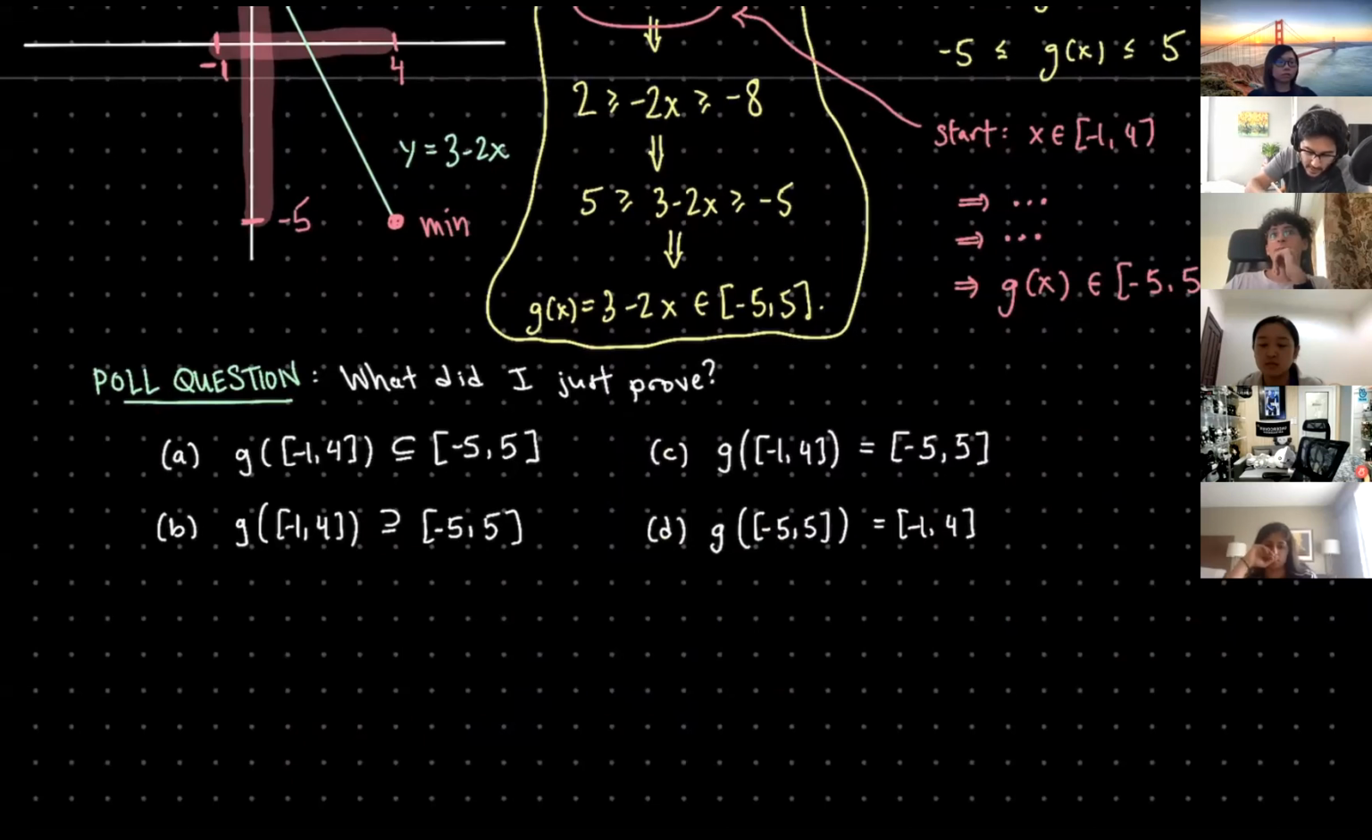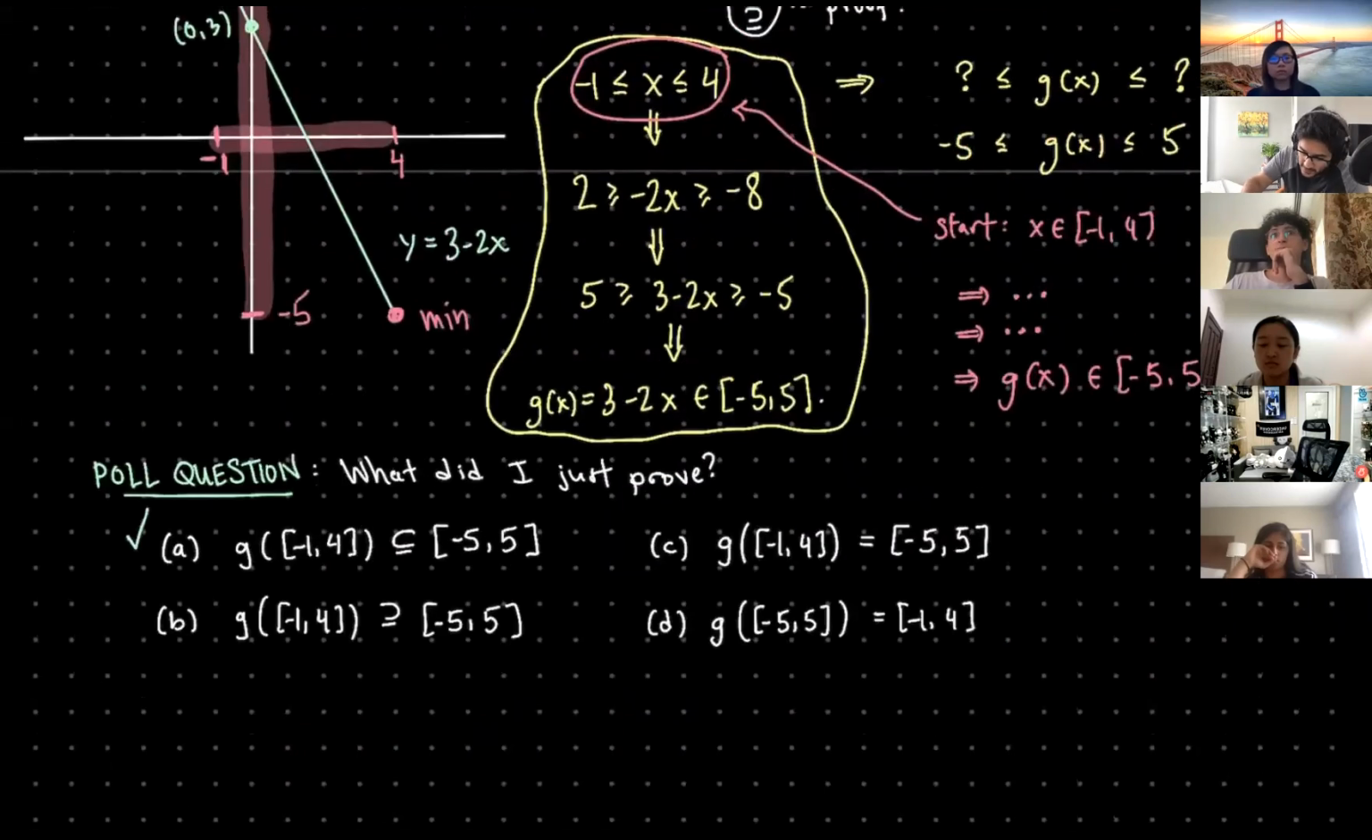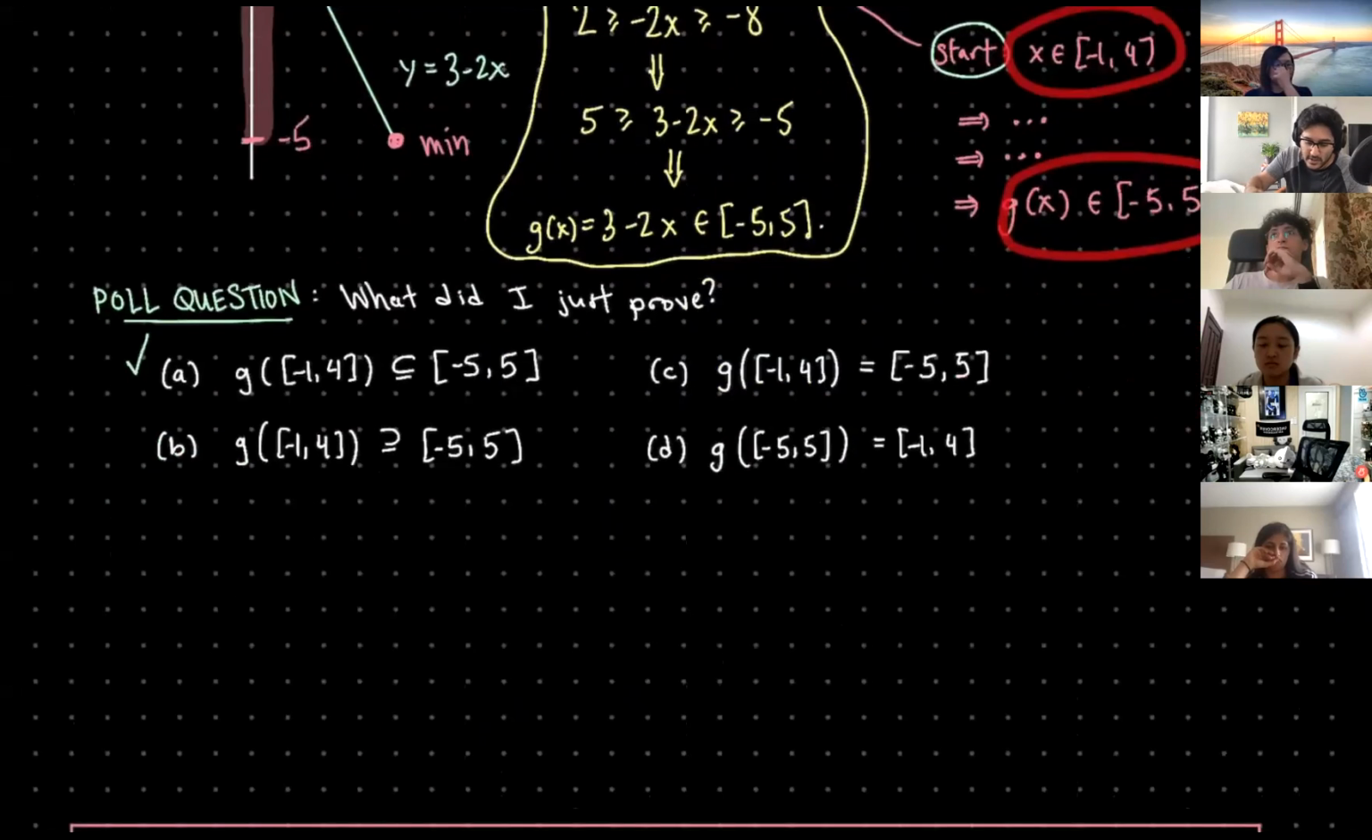Very few people guessed the other answers. This shows that if I start in this interval, then the output is in this interval. This inclusion would have been the other direction, that if I start in between negative 5 and 5, then I can get in between this interval. So B and D aren't quite right.